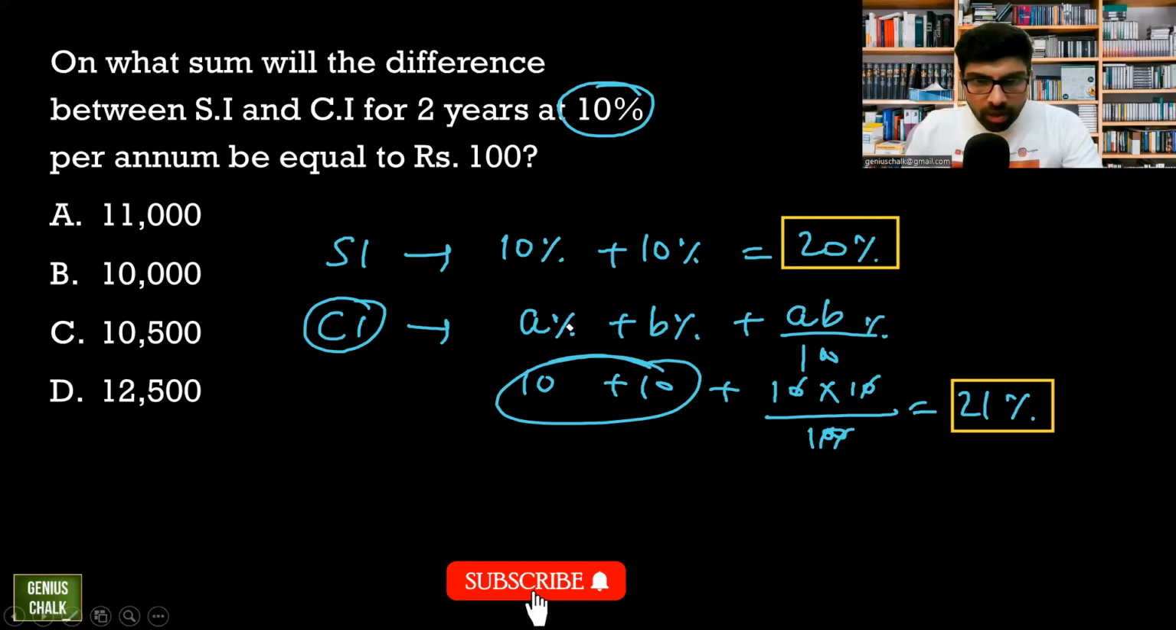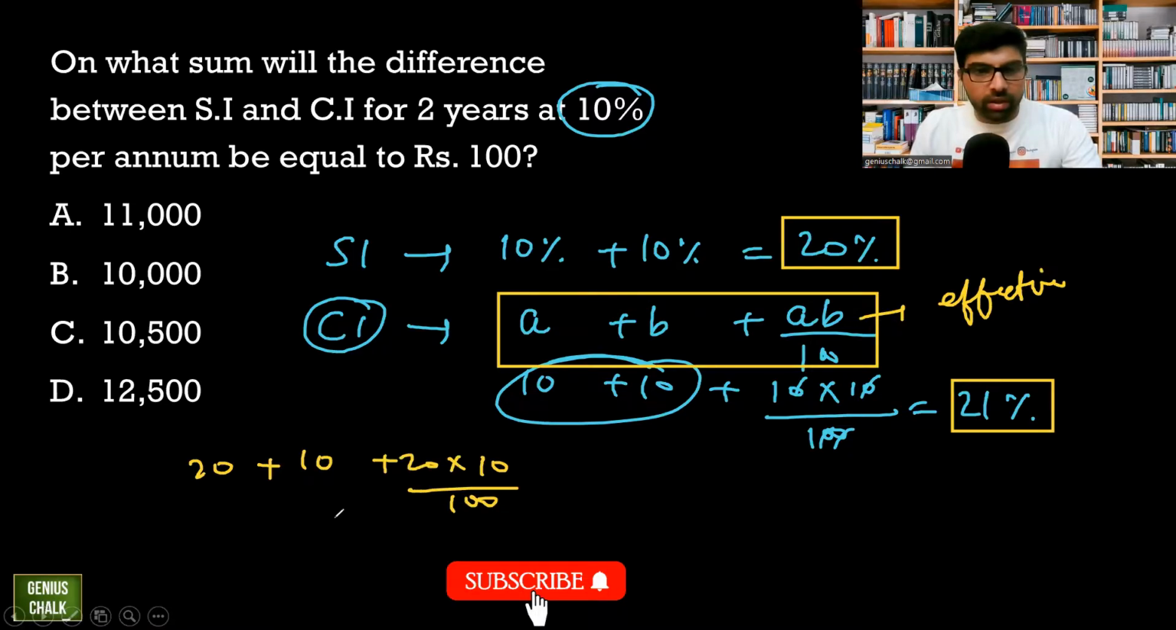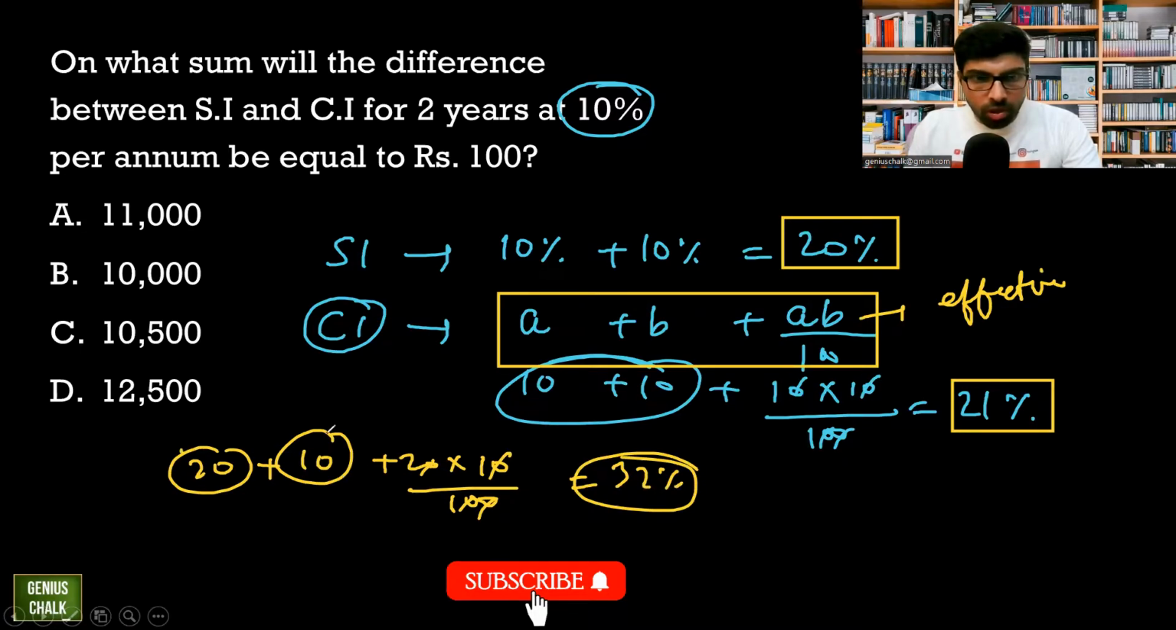This formula you might have read in your percentage topic as well, right? This is A plus B plus AB by 100. This is the effective percentage. You can note this. Like if I tell you to find the effective percentage of 20 and 10%, you will say 20 plus 10 plus 20 into 10 by 100. So this is 30 and this is 2 more, 32%. So 32% is the overall effective percentage change, not 30. Similarly you can do here.